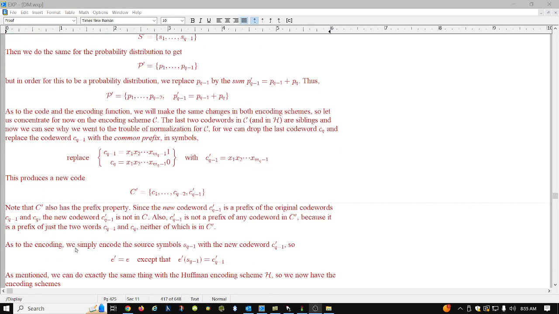As far as the encoding itself, the encoding function, we will encode all the source symbols up through SQ minus 2 the same way we did before. That doesn't change. The question is, what do we do with the new code word? We will use the new code word to encode SQ minus 1, which is the same symbol we had before, but it's got a different probability now.